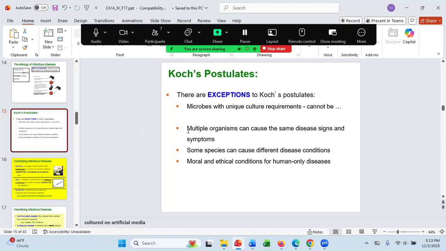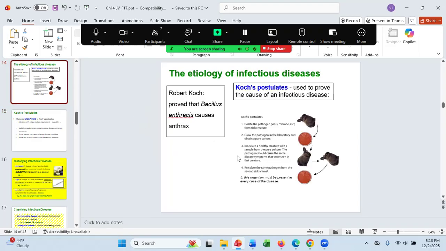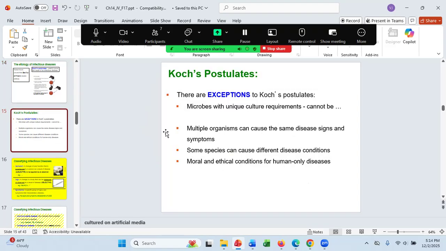There are also multiple organisms that can cause the same disease, signs, and symptoms. I mentioned that with the human cold, not only are there multiple species of virus that cause the human cold, but there's actually 3 families of virus that cause the human colds. And in Koch's postulates, you can only have one organism causing a given disease. So how do we know that these different viral species cause the human cold if in Koch's postulates you can only have one causing a given disease?